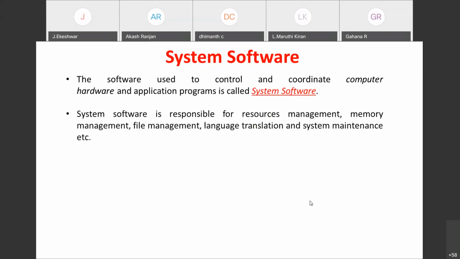The system software is responsible for resource management of whatever resources are connected to the system, memory management, file management, language translation, and system maintenance. What do you mean by language translation? We'll be discussing that. For all this, the system software is responsible.